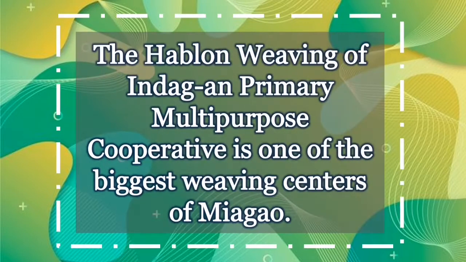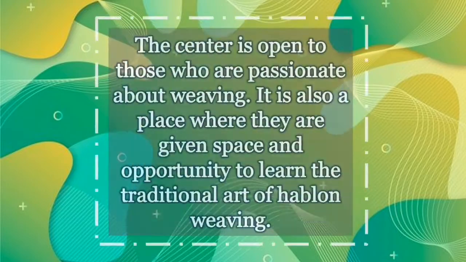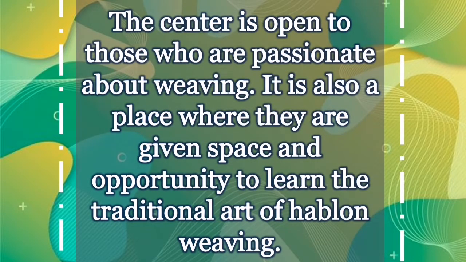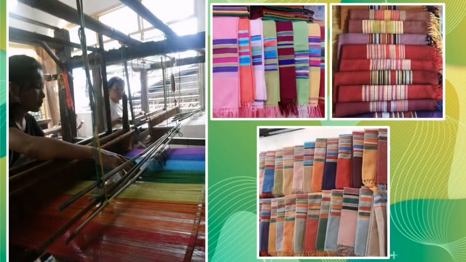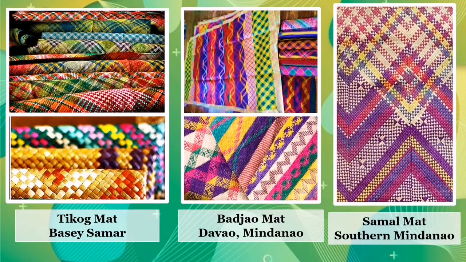The hablon weaving of Indagan Primary Multipurpose Cooperative is one of the biggest weaving centers in Miagao. The center is open to those who are passionate about weaving. It is also a place where they are given space and opportunity to learn the traditional art of hablon weaving. These are the native mats made by our local communities.